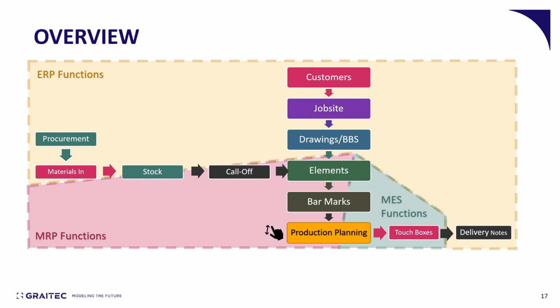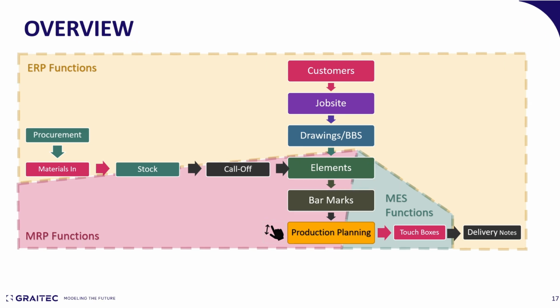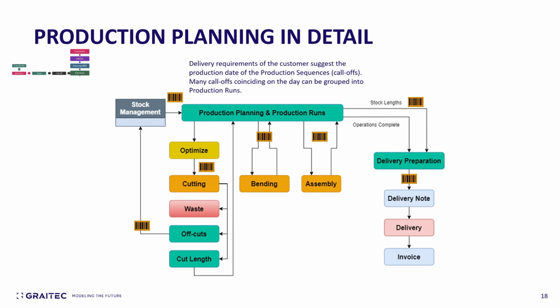So just to give you a brief introduction of what happens within the production plan. So production planning in detail. Delivery requirements of customers suggest the production date or production sequence, call-offs as we call it. Many call-offs due on a day can be grouped into production runs. As you can see in the plan over here, you have the production planning and production runs, which can be optimized. You can use a bar mark to scan this on the touch box, and it can go into cuttings, waste. If it's a cutoff, you can scan it and bring it back into stock management.